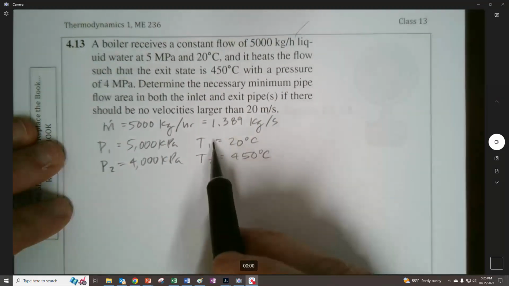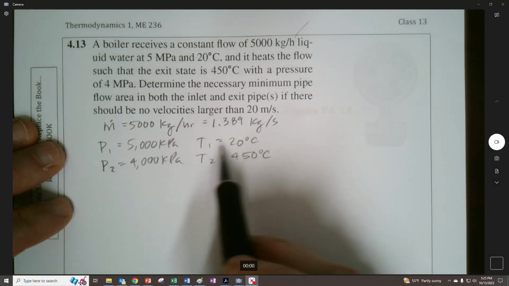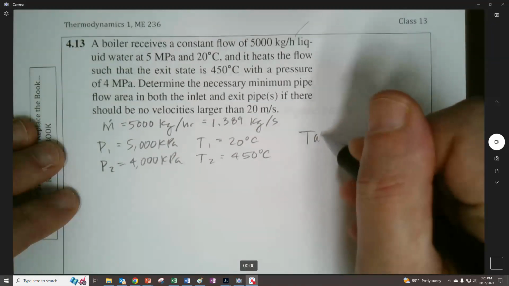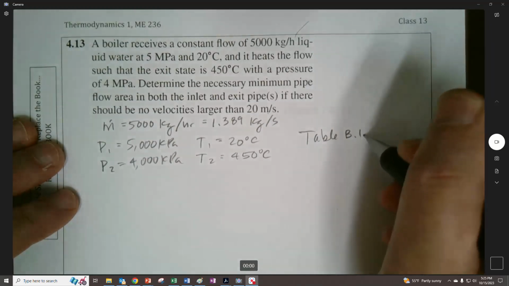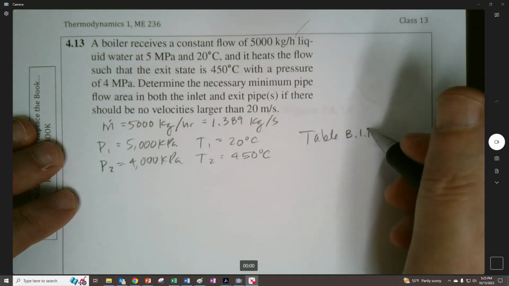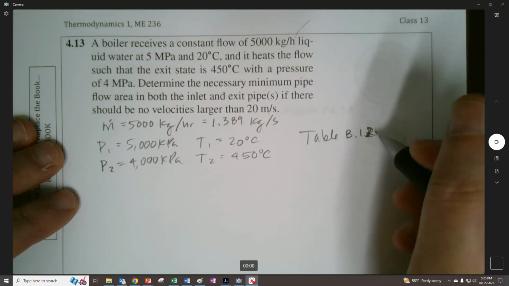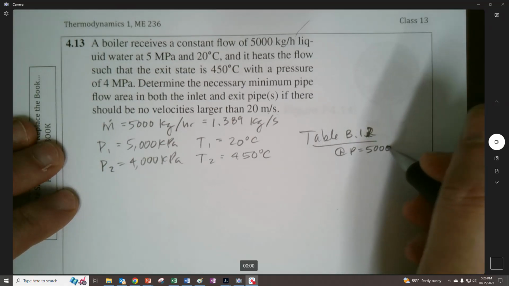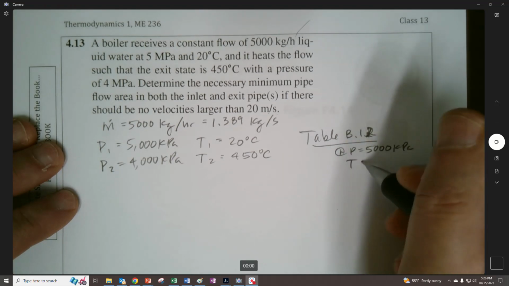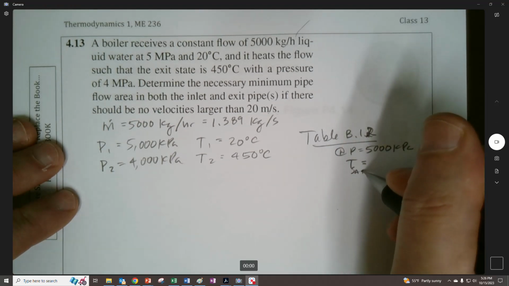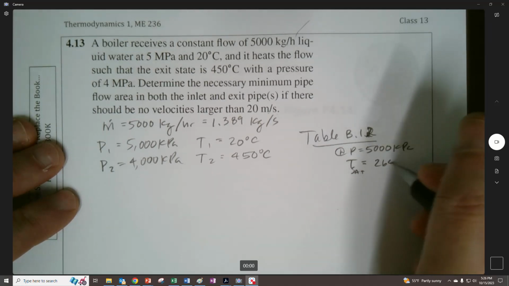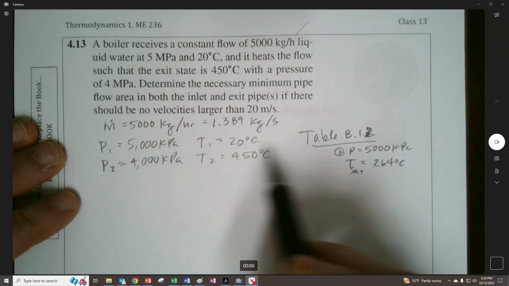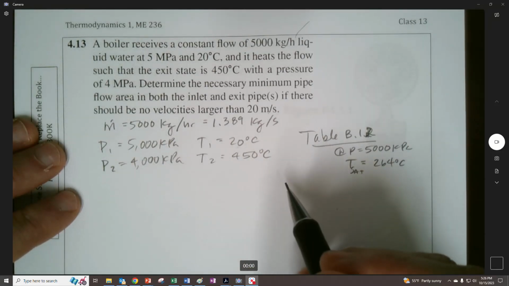So the best way to approach compressed water is first to double check that it's compressed water. I mean, you could look in table B.1.2, excuse me, the pressure-based indexed one, and at P equals 5,000 kPa, you can see that the saturation temperature is going to be 264 degrees Celsius. So obviously we are not steam yet. This is subcooled, if you will.